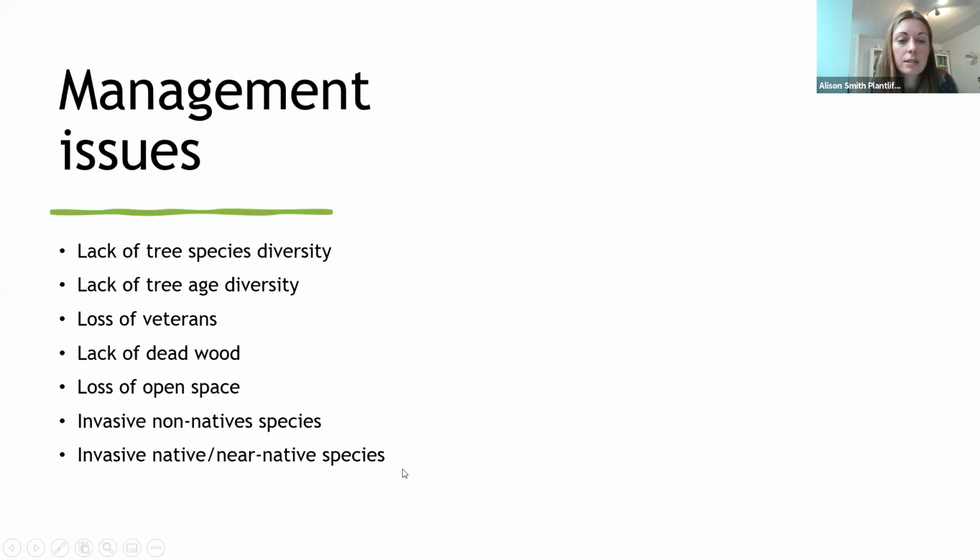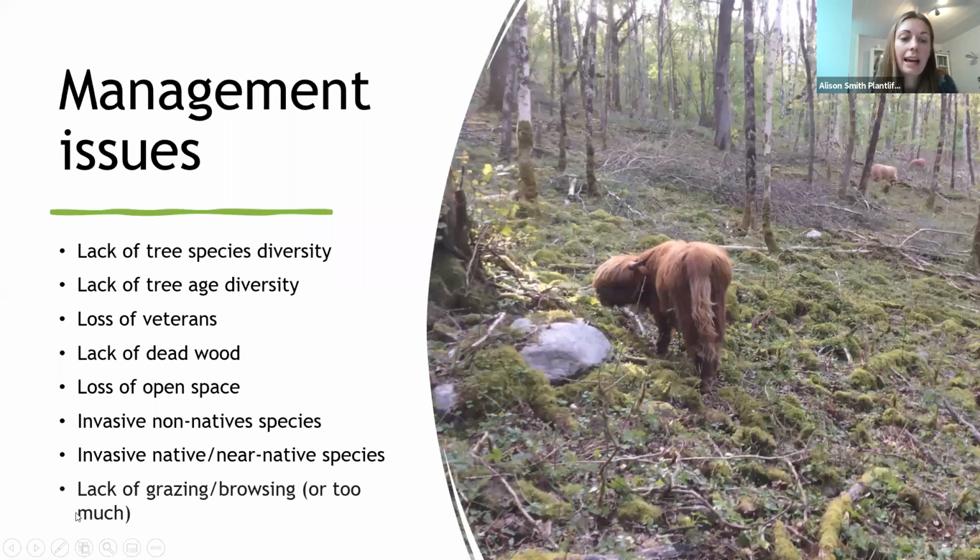Okay, so as well as the invasive native and near native species, they've got a lack of grazing or browsing, or in some cases too much. So again, this is an issue that can sometimes be perceived as controversial. In a lot of our temperate rainforests, the issue is more of a lack of grazing. Many of these woodlands historically would have been quite open. A lot of it would have been wood pasture, with the trees quite widely spaced and quite a lot of light coming in, which is why they are so important for these lichens. That's why those lichens exist there in the first place.